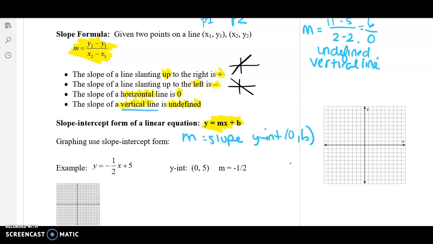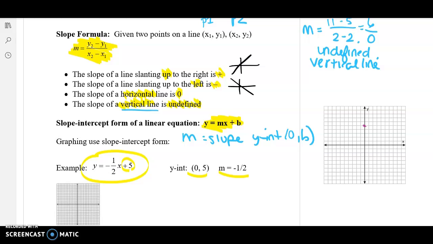So let's use that information to graph this first example down here. Y equals negative 1/2 x plus 5. So identify your 2 pieces of information. Your y-intercept is 0, b, 5, so 0, 5, and your slope is negative 1/2. So plotting this line here, you start with your y-intercept. So count up 1, 2, 3, 4, 5. Here's your y-intercept.